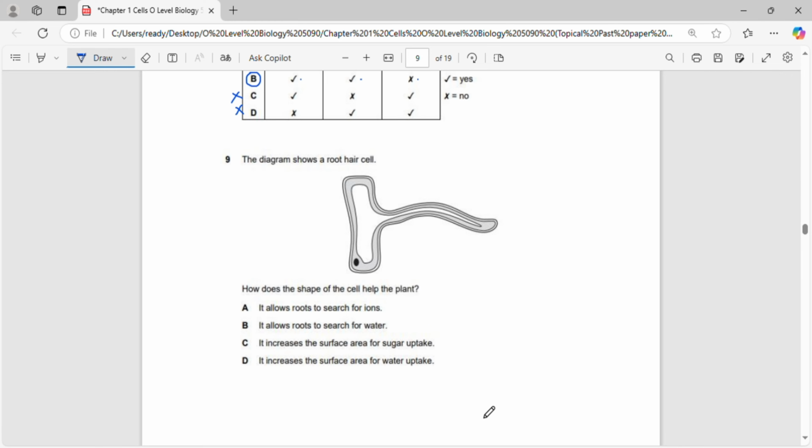The next question presents a diagram of a root hair cell and asks how the shape of this cell benefits the plant. It's important to focus specifically on the shape, rather than other functions of the root hair cells, as this is where students often get confused. While other answers may seem correct based on the root hair cell's functions, be careful and stay focused on the question. Remember, the extensions of the root hair cells serve to increase the surface area, allowing for greater water absorption. Therefore, options A, B, and C are incorrect, while option D is the correct answer, as it correctly highlights how the shape of the root hair cell enhances surface area for better water uptake.